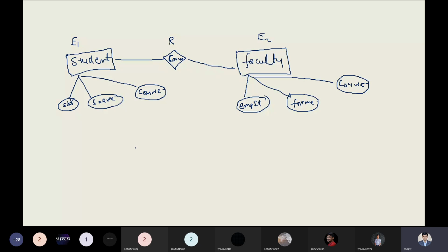So in our entire ER diagram, how many entities do we have? Two entities, E1 and E2. This is known as the entity set. And in the ER diagram, we have only one relation right now. Suppose I am saying this is an R1 relation. This can be represented by the relationship set.